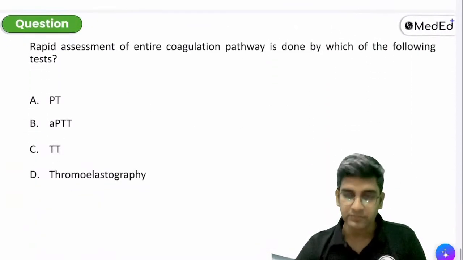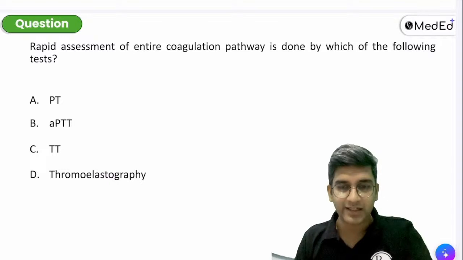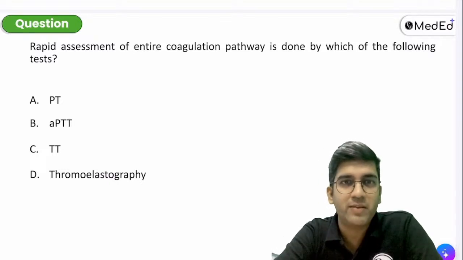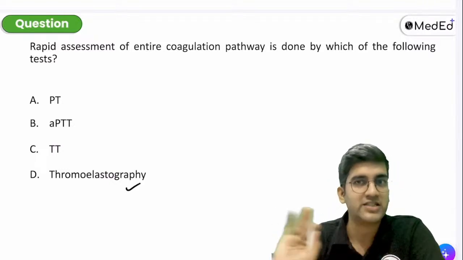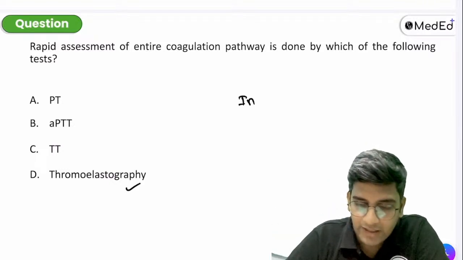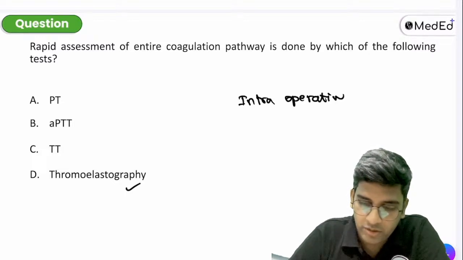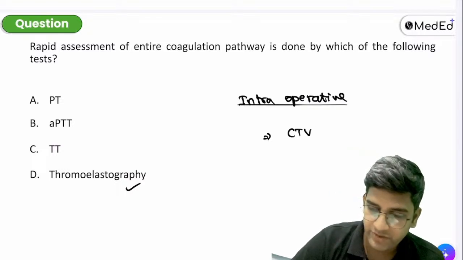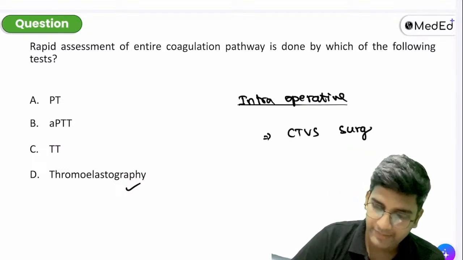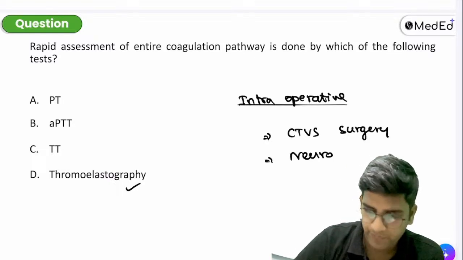Okay. This is a question repeated once in an exam, just a random rare question. This repeats, you should be able to know it. Rapid assessment of coagulation pathway is done by thromboelastography. Just remember it as a fact. This is an intraoperative procedure. It's used for most of CTVS surgeries. That's the only place where they use it, or maybe sometimes in case of neurosurgery.